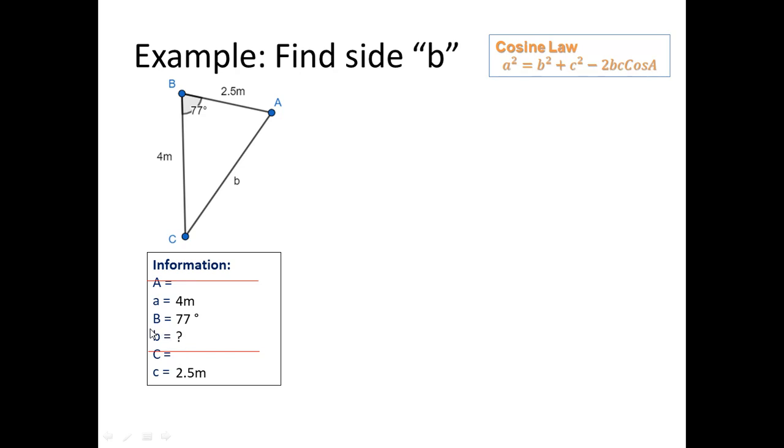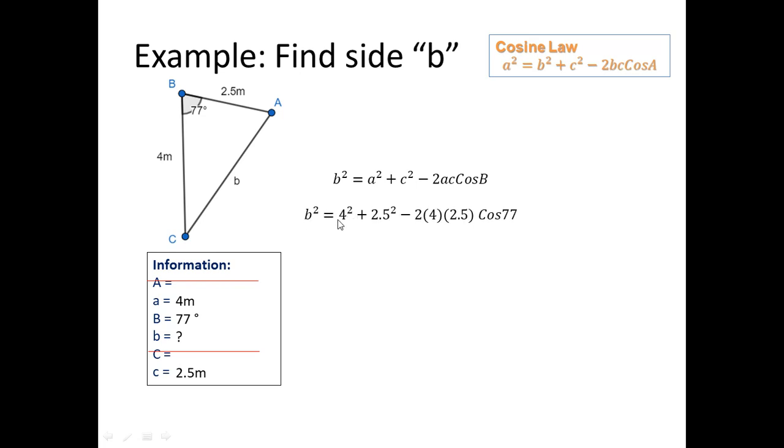Now in this case, I'm looking for side B, and I'm given angle B. So my cosine law needs to look like this. I have b squared is equal to a squared plus c squared minus 2ac cosine B. So the B is sandwiching everything on the inside. I have a little b on one side and a capital B for angle on the other side. Now I'm going to insert the rest of my information.